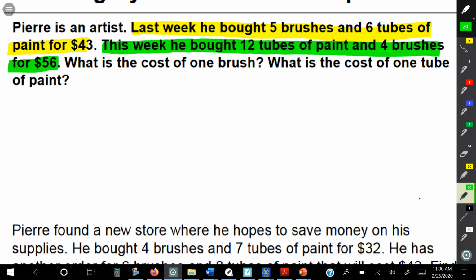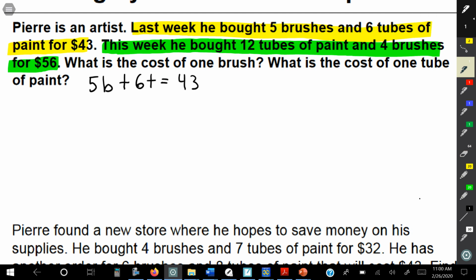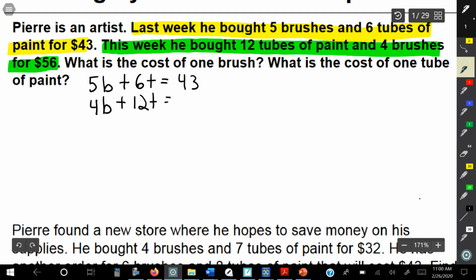Okay, so I'm going to go ahead and set up the first equation, which is 5 brushes. So 5 times the number of brushes plus 6 times the number of tubes is equal to 43. And then I'm going to do 4 times the number of brushes plus 12 times the number of tubes is equal to 56.